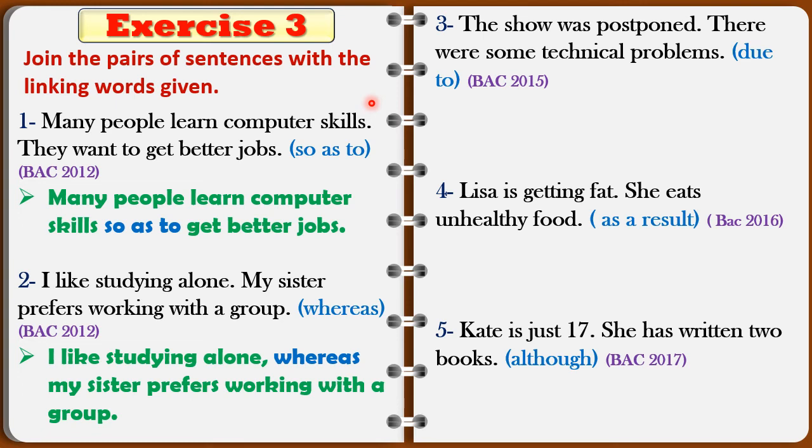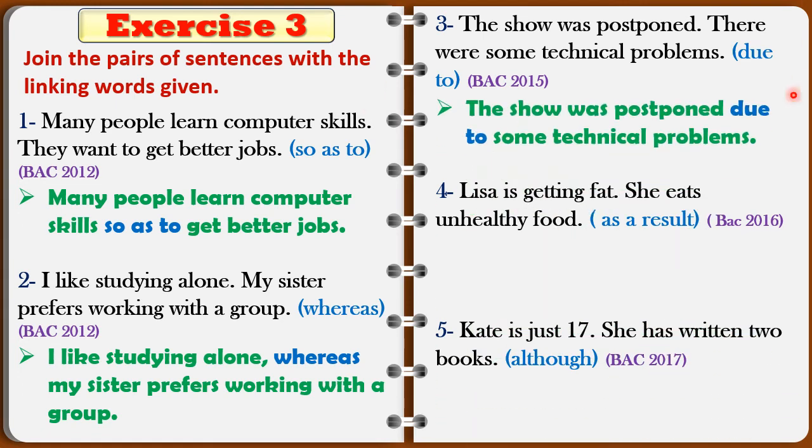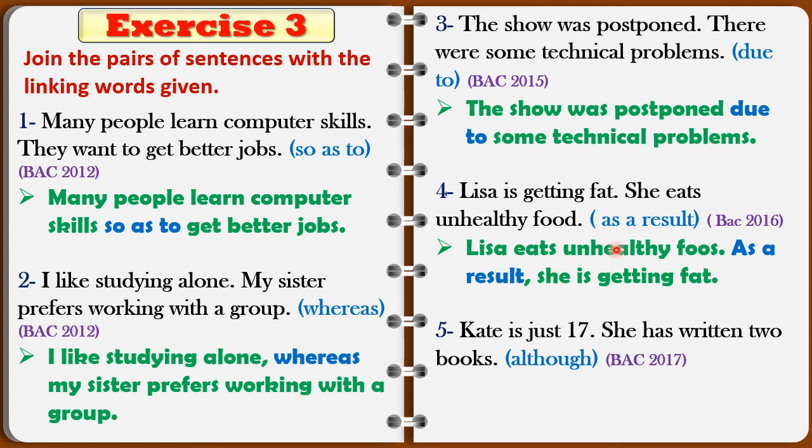Sorry, that was number 2. Number 3. The show was postponed due to some technical problems. Due to بسبب. Number 4. Lisa eats unhealthy food. I'm sorry, there's a spelling mistake. Food. This is a typing mistake. As a result, she is getting fat.